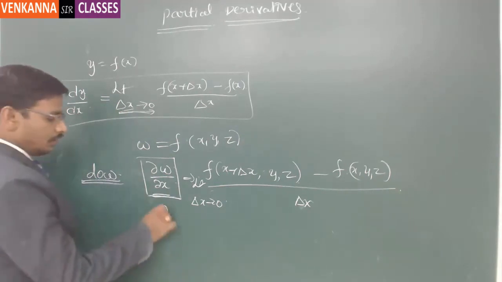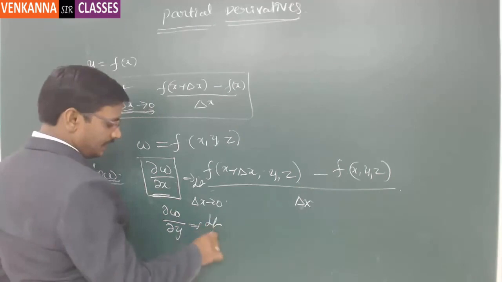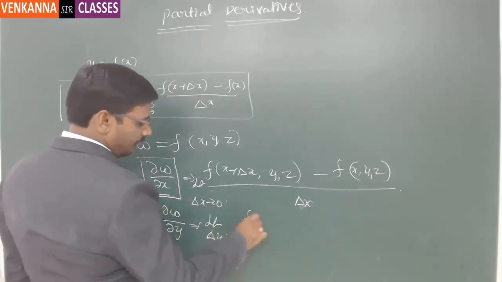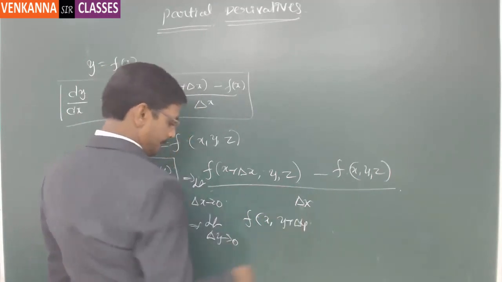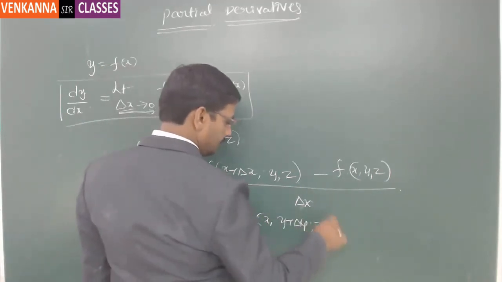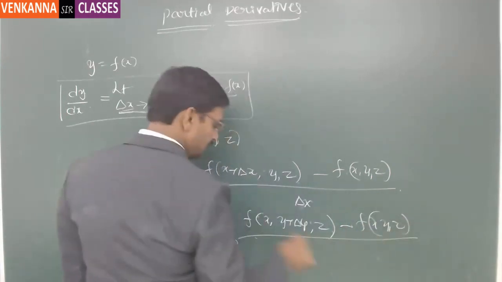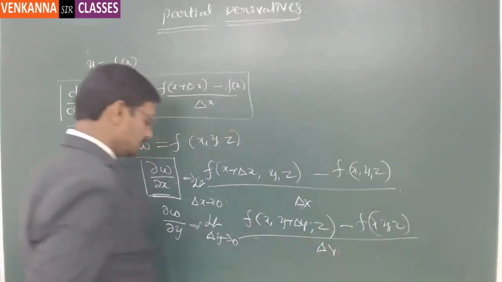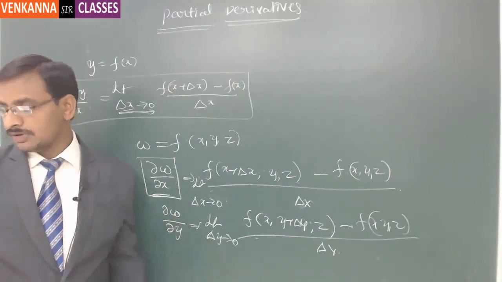Similarly, dou w by dou y can be written as the limit delta y tending to 0 of f of x comma y plus delta y comma z minus f of x comma y comma z, divided by delta y. So this is defined as the partial derivative of w with respect to y. Got it or not?